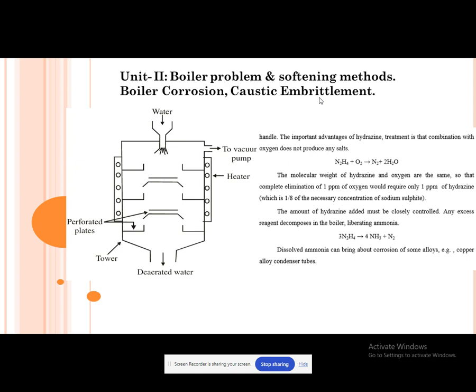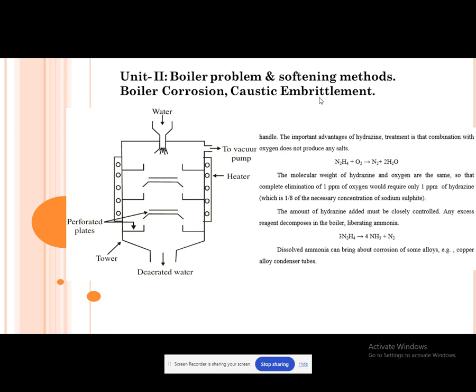If we add N2H4 hydrazine to the water which contains dissolved oxygen, it gets converted into nitrogen and H2O, removing the dissolved oxygen and the possibility of further corrosion of the boiler. The molecular weights of hydrazine and oxygen are the same, so complete elimination of 1 ppm of oxygen would require only 1 ppm of hydrazine, which is 1/8 of the necessary concentration of sodium sulfite. The amount of hydrazine added must be closely controlled.